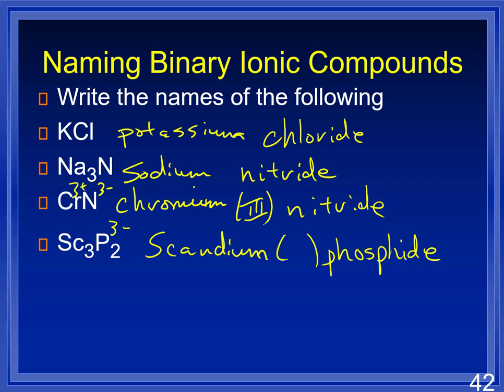P is 3 negative. So my total negative is 6 negative. So my total positive has to be 6 positive. I've got 3 scandiums that add up to 6 positive. How big is each scandium? 2. And that's the number I put there. Doable? So the hardest part is figuring out the Roman numerals.